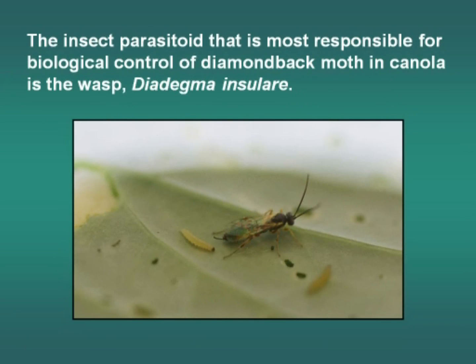This is a photograph of Diadegma insulare, a female next to a Diamondback moth larva. The female wasp has a sharp pointed ovipositor at the tip of her abdomen, and she uses that to stab into the host larva and insert her egg that hatches into a wasp larva inside of its Diamondback moth host.